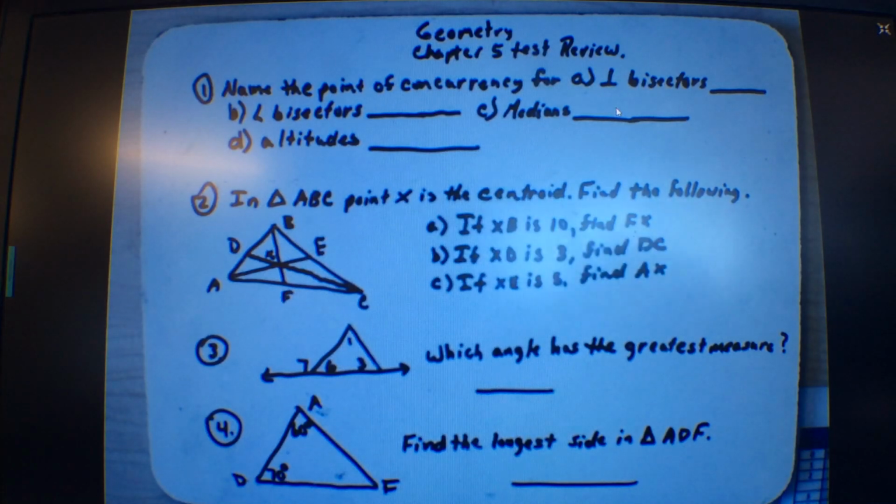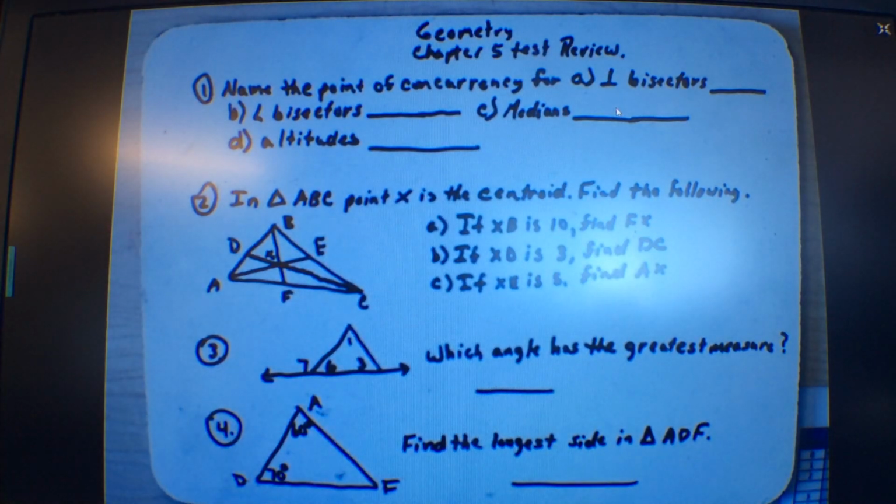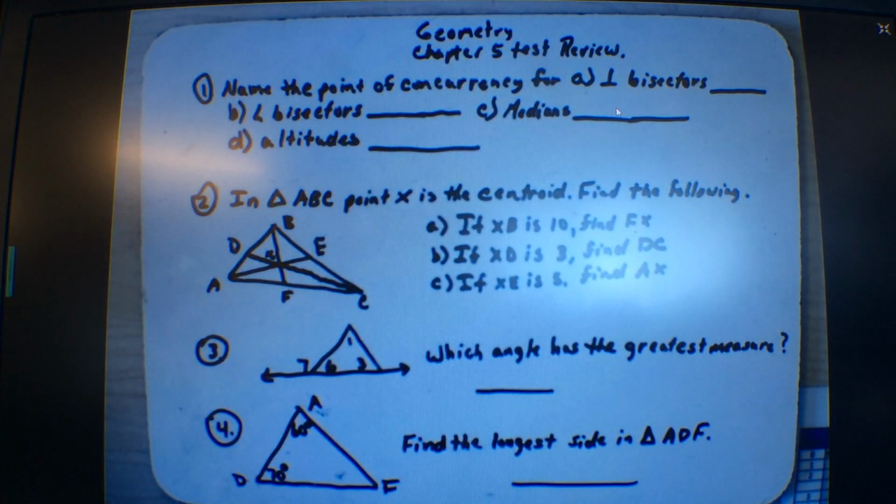So this is the Geometry Chapter 5 review test. Okay, the first question says, name the points of concurrency for A, perpendicular bisectors, B, angle bisectors, C, medians, and D, altitudes. By the way, you need to know how to spell these, and it's on the test probably somewhere, isn't it? So, if you don't know how to spell it, go ahead and look it up.